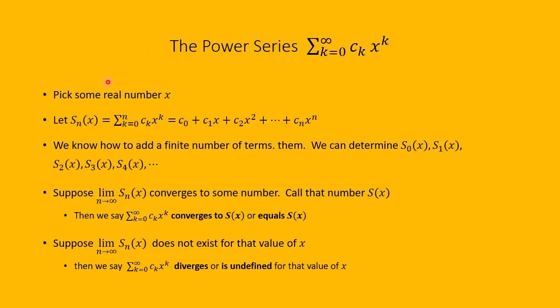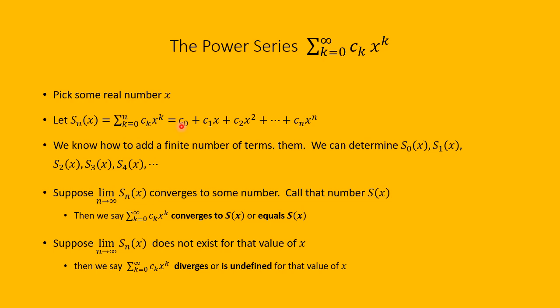So what we're going to do then is pick some real number x, and we'll still look at a partial sum. S sub n, which is going to depend on the value of x in this case, is going to be the sum k equals 0 to n, because we're looking at an nth partial sum here, c sub k x to the k.